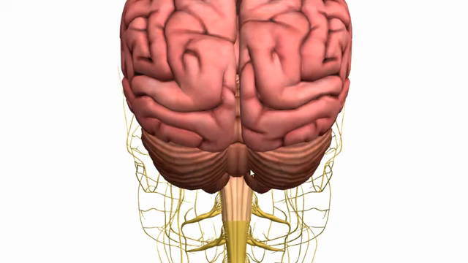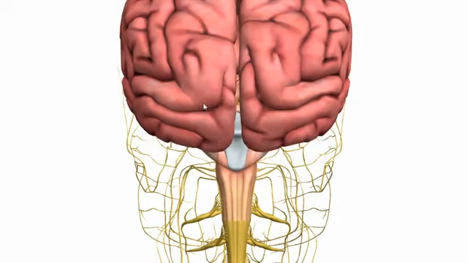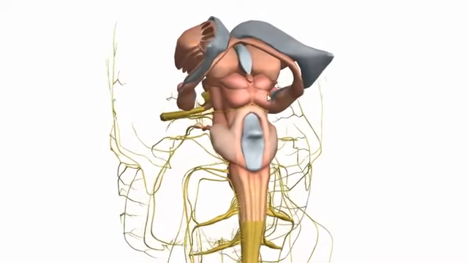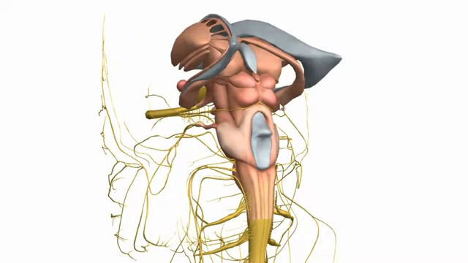If I remove the cerebellum, and I'll just remove the hemispheres as well, we can see the midbrain here, so you can identify it by the colliculi. So that's the midbrain sitting, and you can see, well, this is the dorsal surface of the brainstem.